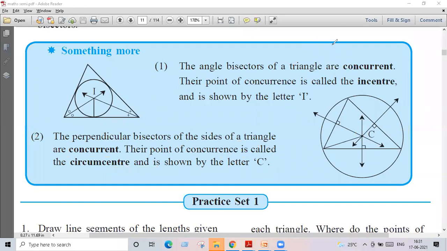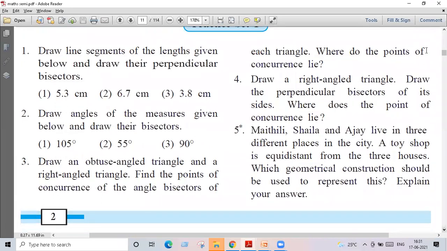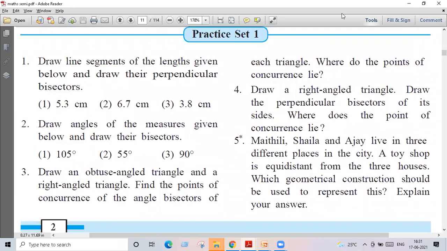Now we will move towards solving your practice set 1. What is given to you? Practice set 1: draw line segments of the given lengths and draw their perpendicular bisectors. Actually, we did this already. I had already told you to do it. I hope you did it.